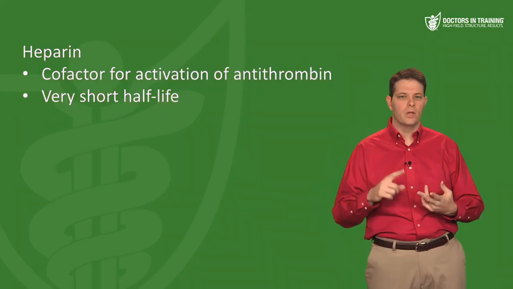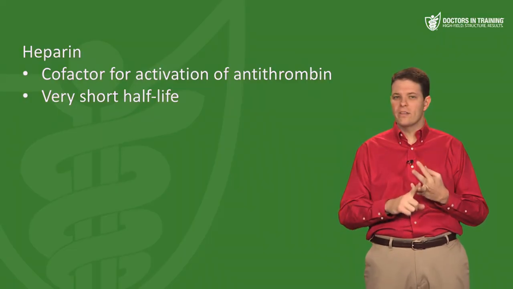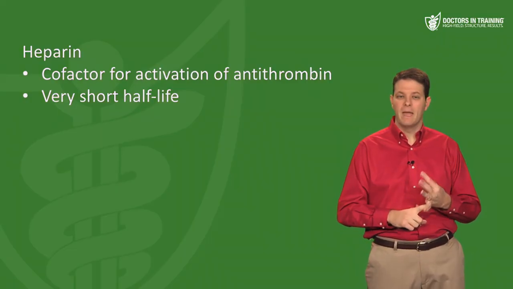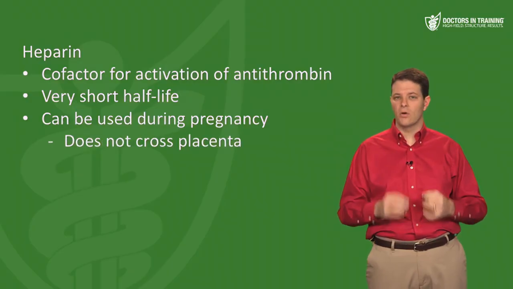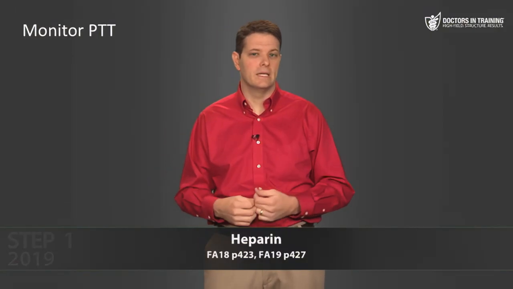Pulmonary embolism, acute stroke, acute coronary syndrome or MI, DVT, and it can be used during pregnancy if you need anticoagulation because it does not cross the placenta. Now, how do we measure the effectiveness of heparin? What lab do we monitor to make sure the blood is adequately anticoagulated or to make sure it isn't too anticoagulated? Well, we monitor the PTT.